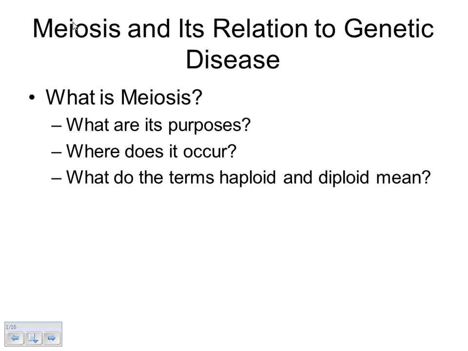Meiosis occurs where? Testes or ovaries. And what cells does it occur in? Germ cells. And we know that haploid means what? One of each kind of chromosome. For you, how many kinds of chromosomes are there? 23. Diploid means two of each kind of chromosome. And for you, that means 46.